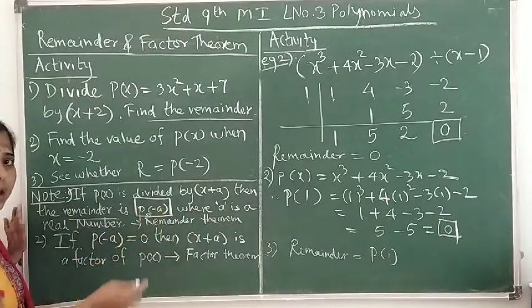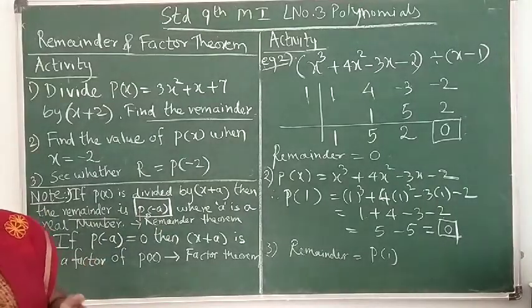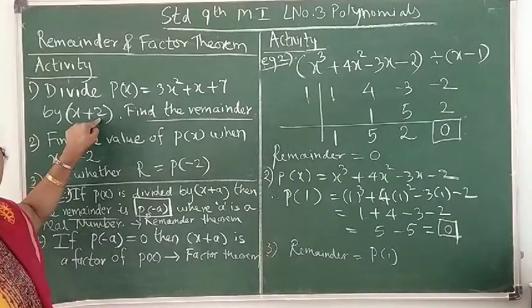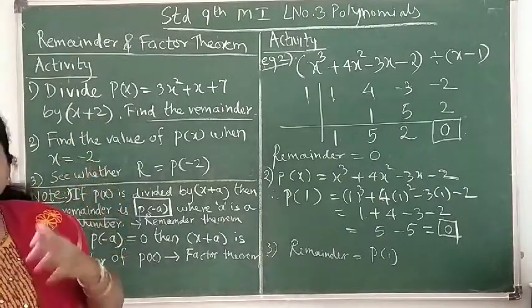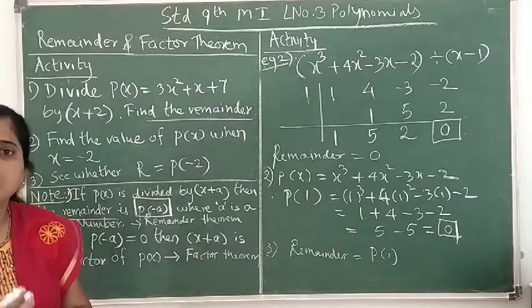Where a, what is a? It's a real number. Real number means it is not only applicable for this 2, a natural number or whole number. It can be an integer, it can be fractional, that is rational, irrational.